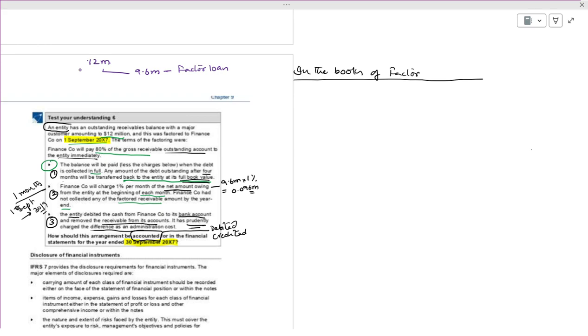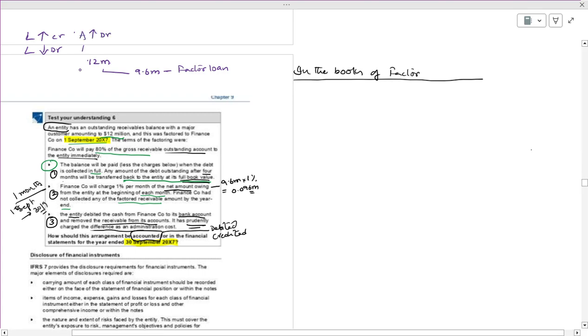If you want to increase the liability, will it be debit or credit? Credit. Liability decreasing will be debit. Asset increasing will be debit. Asset decreasing will be credit. Simply keep this somewhere, write it down.